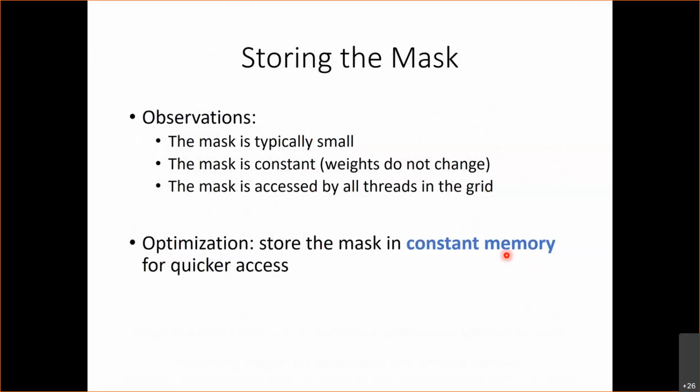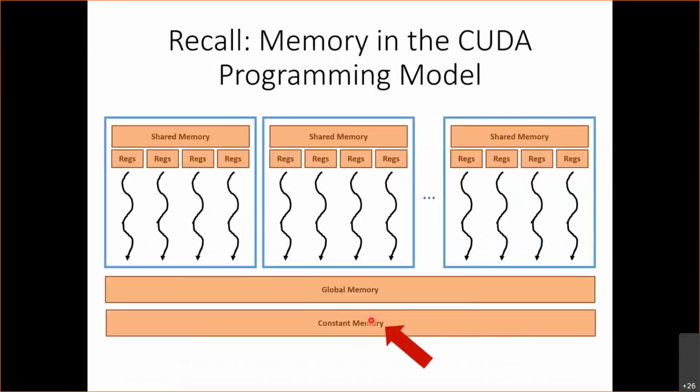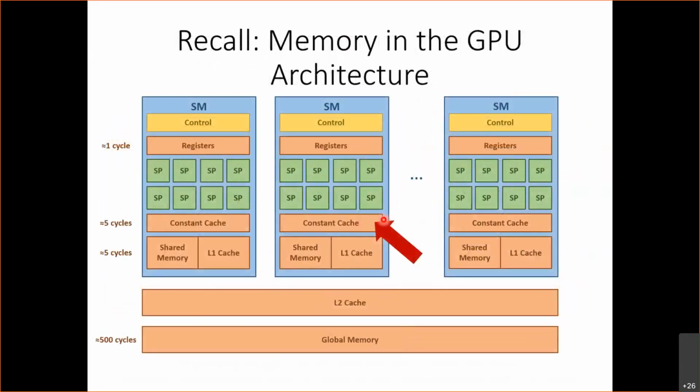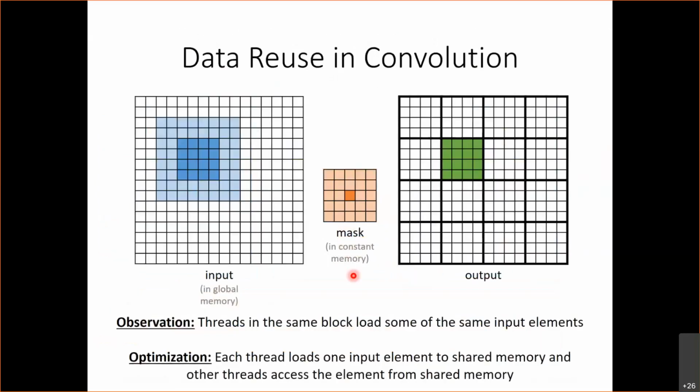We saw how all the threads in the grid have access to this constant memory, and that there's actually a constant cache in the hardware that is very fast, and it's used to cache all this constant memory. That allowed us to avoid the global memory loads when we access the mask. So we put the mask in constant memory.